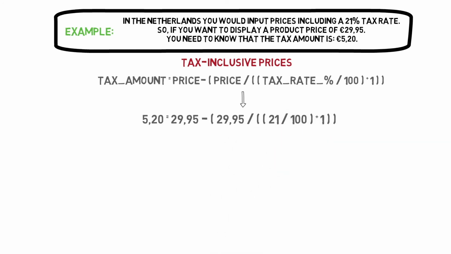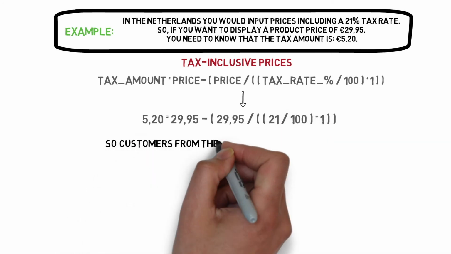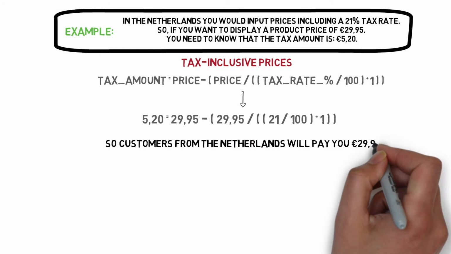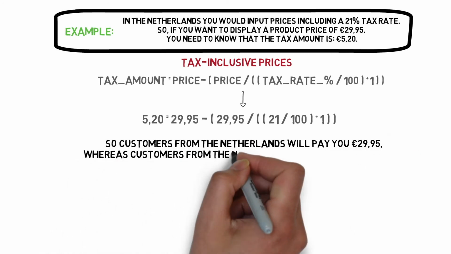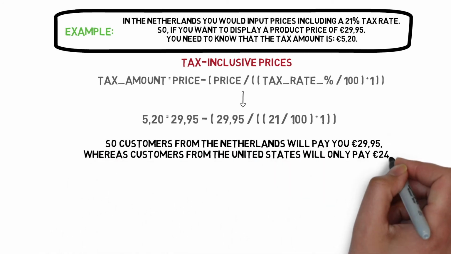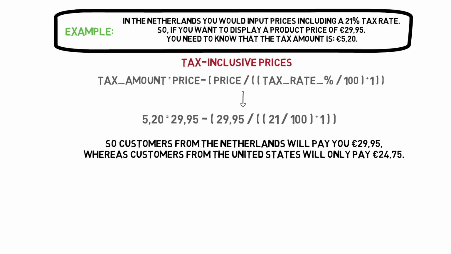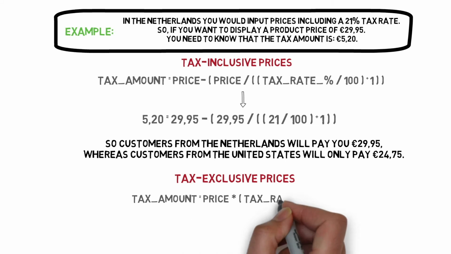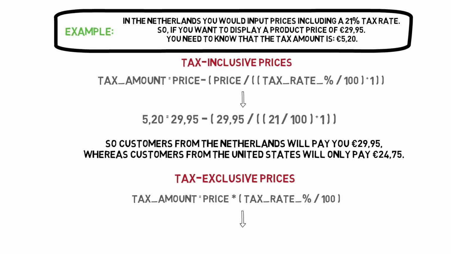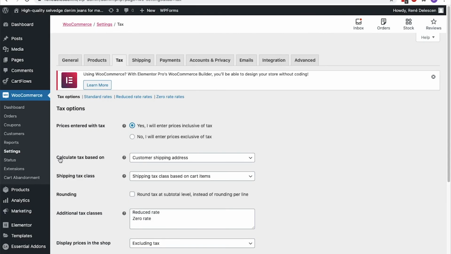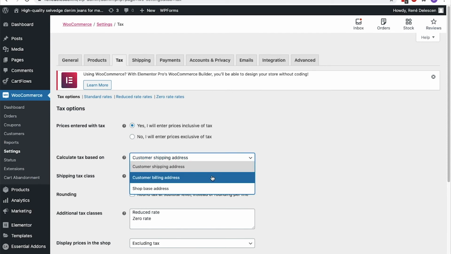And that means customers in my country will pay 29.95 euros, whereas customers from the United States will only pay 24.75 euros. Now if you want to calculate tax exclusive prices, you need to use this formula. After that, we can choose to calculate taxes based upon customer shipping address, customer billing address, or shop address.